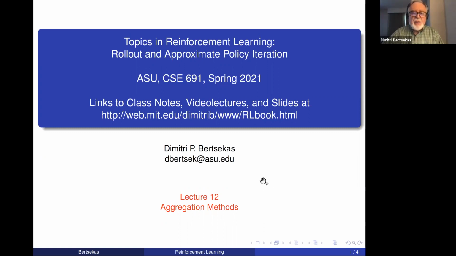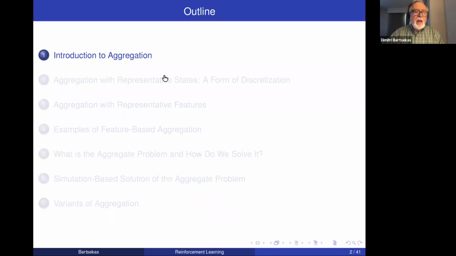Let me give you my outline. We're going to have some introductory remarks to aggregation, its nature, and what we can expect from it. Then we are going to talk about a simple form of aggregation that involves representative states. I'll explain what that is. It's a form of discretization of the state space with a coarser grid than what there might have been there to start with.